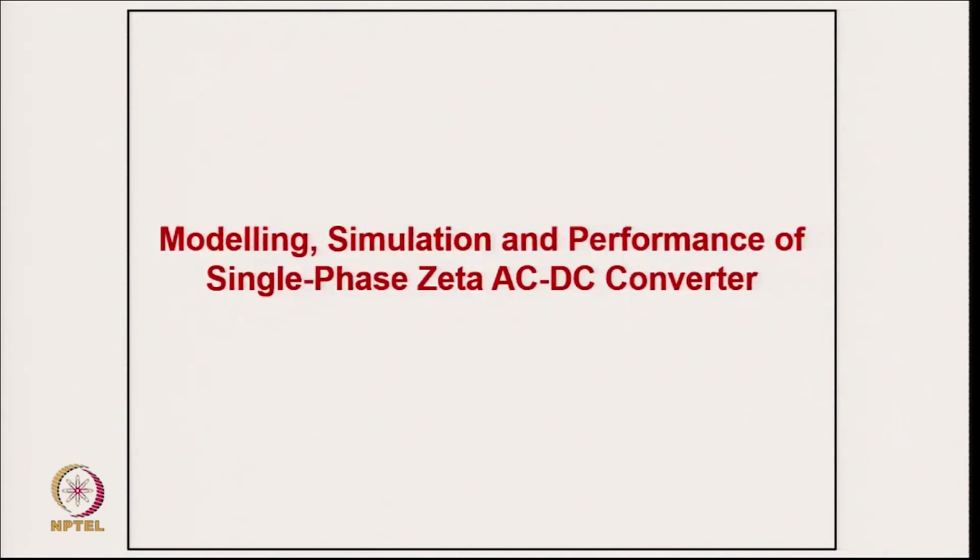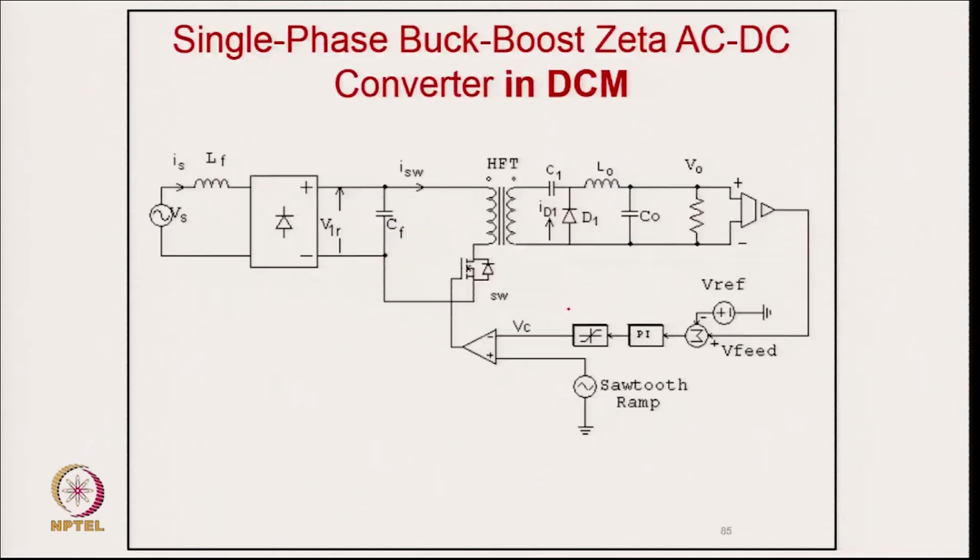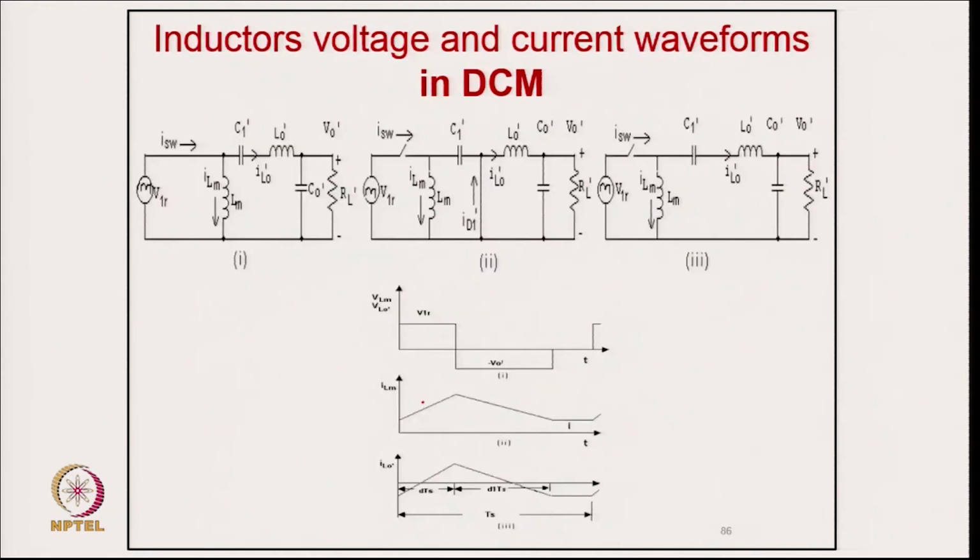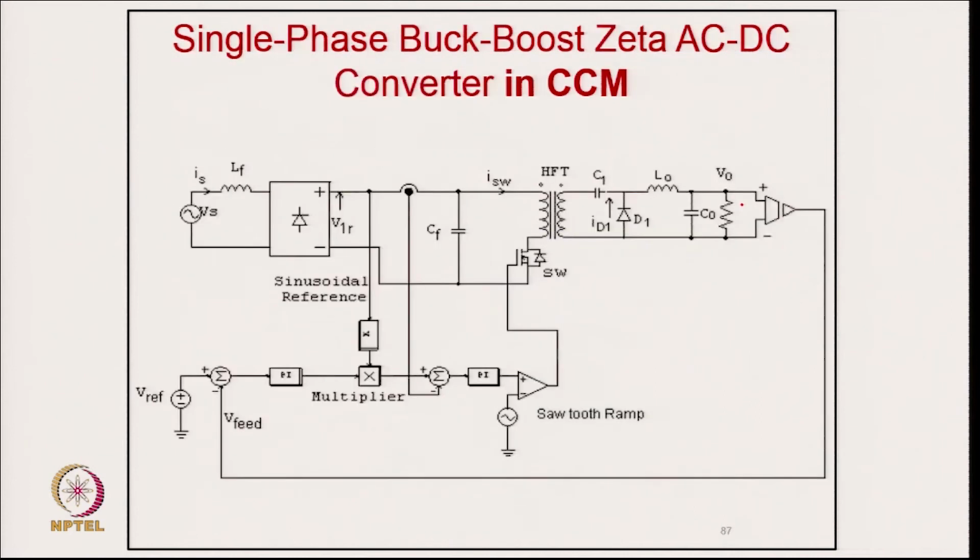Now coming to the modeling, simulation and performance of the single phase GTAC AC/DC converter. First we design in discontinuous mode with the voltage follower approach. We sense only the voltage and compare with a reference voltage, then put a PI control with a limiter or saturation, compare with a sawtooth, and give the gating signal to the device of this GTAC converter. Of course, you have three modes: device conducting, diode conducting, and the zone where none of the two are conducting.